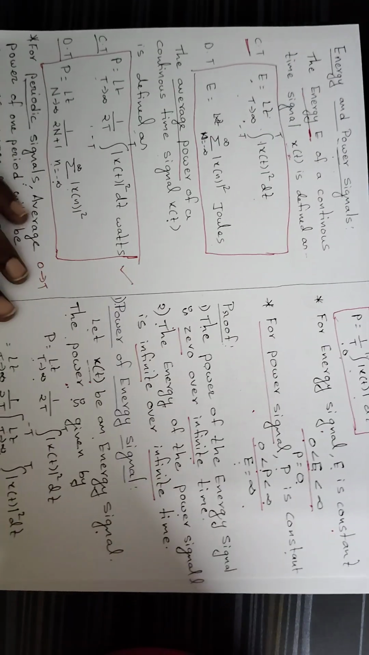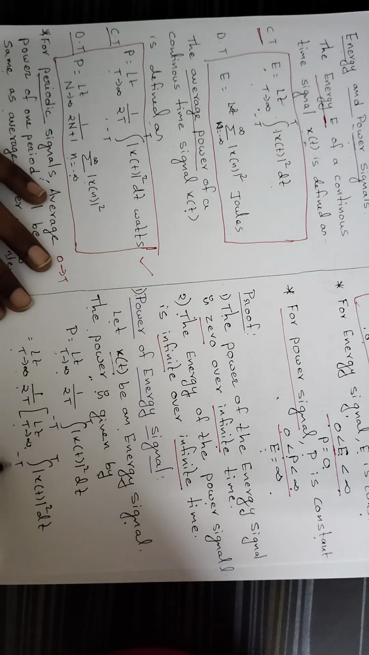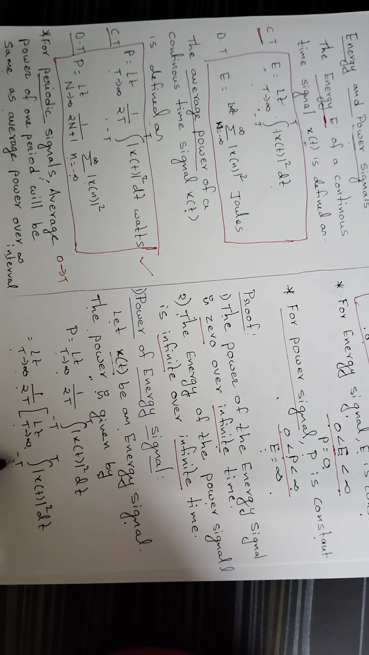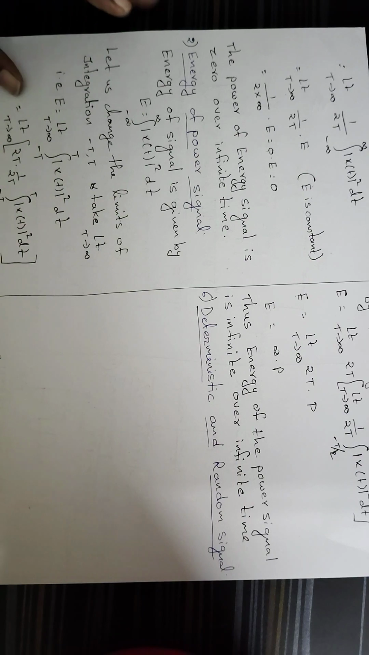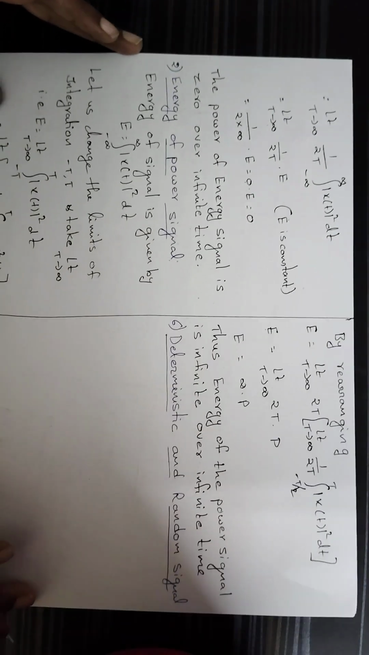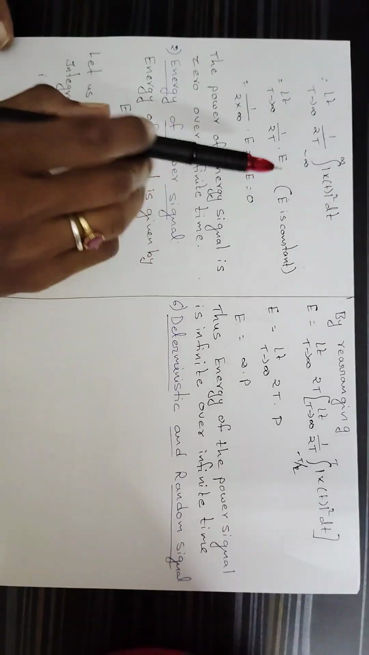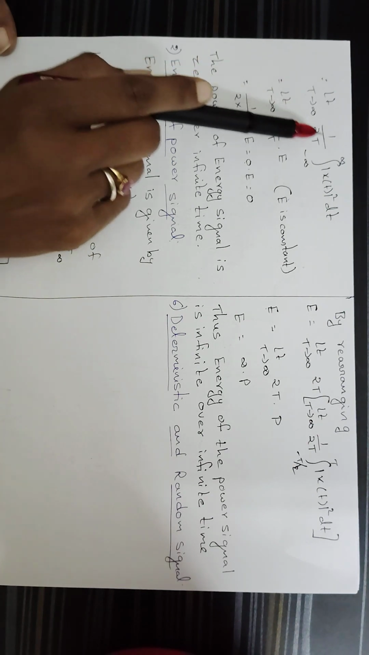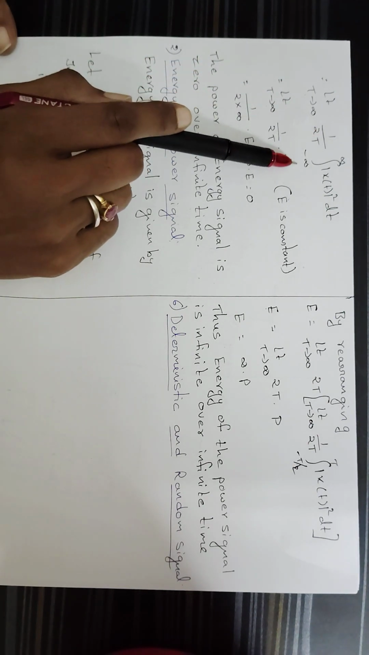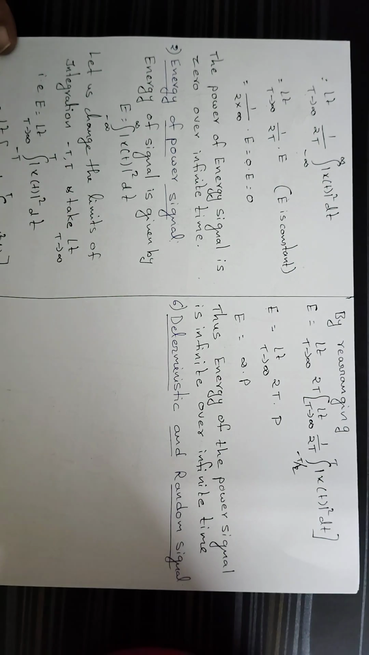Then here remove t and substitute the t value. What is the t value? Infinity. That means minus infinity to infinity. What is the next equation? Limit t tends to infinity 1 by 2t integration minus infinity to infinity x of t whole square into dt. So here the same equation is here. So this is the equation, limit t tends to infinity 1 by 2t integration minus infinity to infinity.